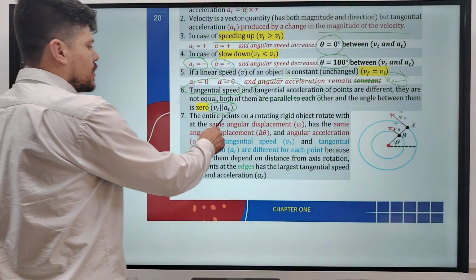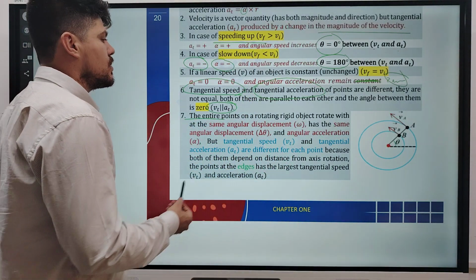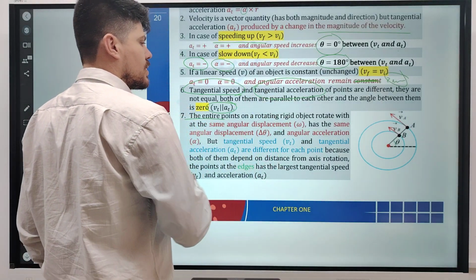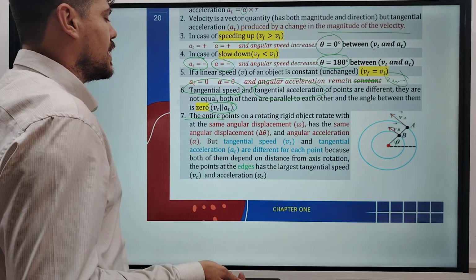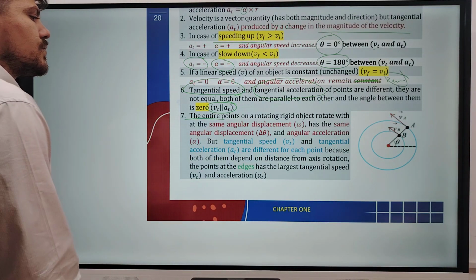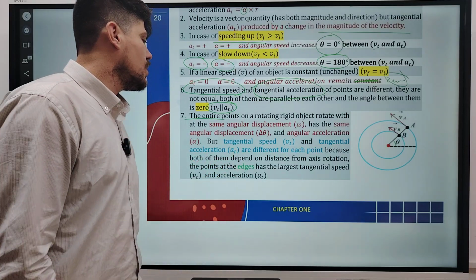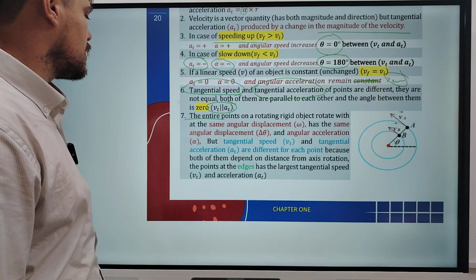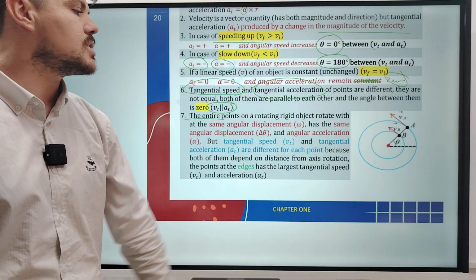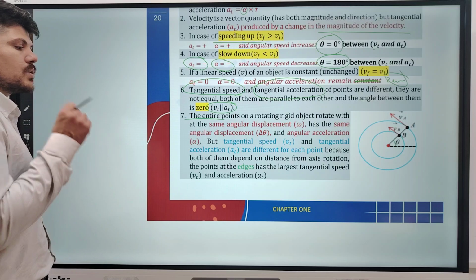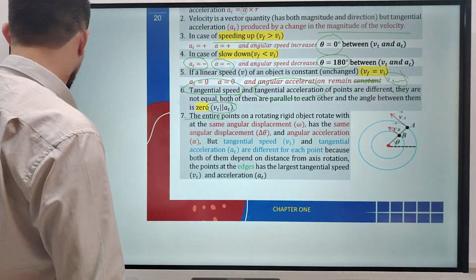So all points on a rotating rigid body rotate with the same angular displacement, as we mentioned before, and the same angular acceleration. But tangential speed and tangential acceleration are different for each point because they depend on the distance from the axis of rotation. The point at the edge of the circular path has the largest tangential speed. Why? Because the edge is located farthest from the axis of rotation.